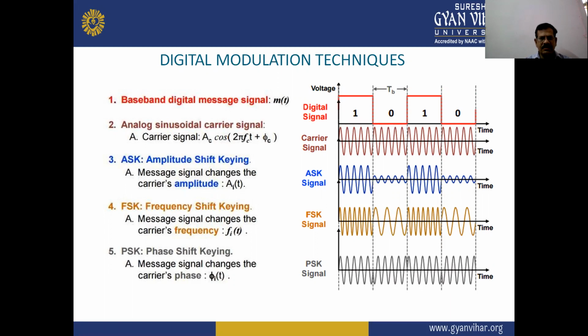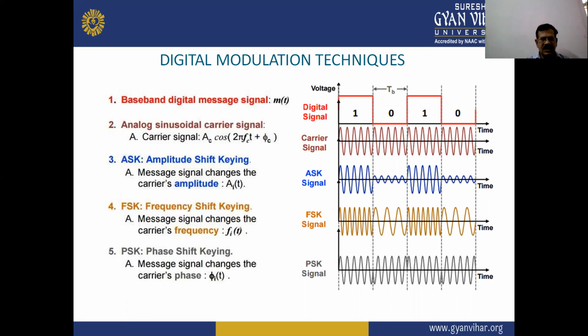So there are several types of digital modulation techniques. First is the baseband digital message signal, represented by m(t), the message signal. This is the base signal. The second is the analog sinusoidal carrier signal. This is the high frequency signal, represented in the form of a cosine wave, A_c cos(2 pi f_c t plus phi_c). This is the high frequency carrier wave, shown in the second waveform of this diagram.